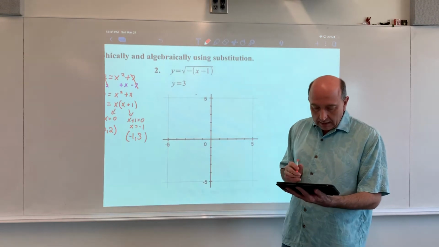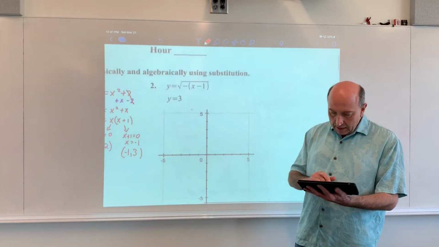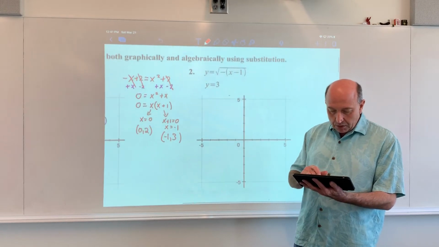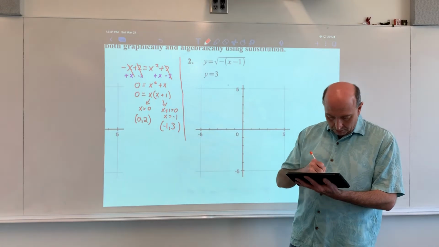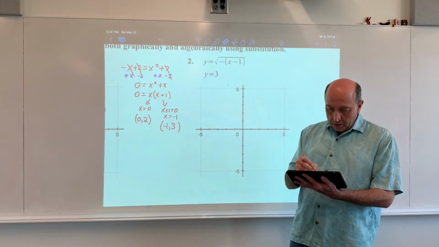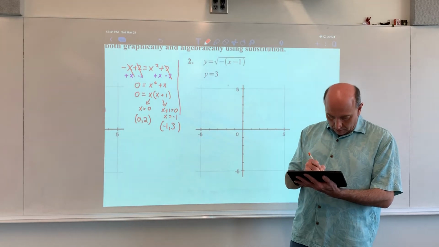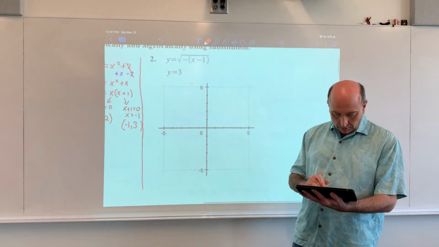Okay, let's try graphing it first. Now, did I give you guys enough room to make tables and whatnot? All right, so number 2. Okay, I don't think that was helpful. All right, number 2. Let's see here.